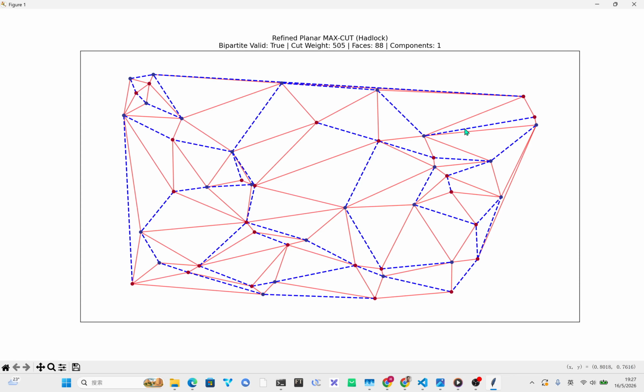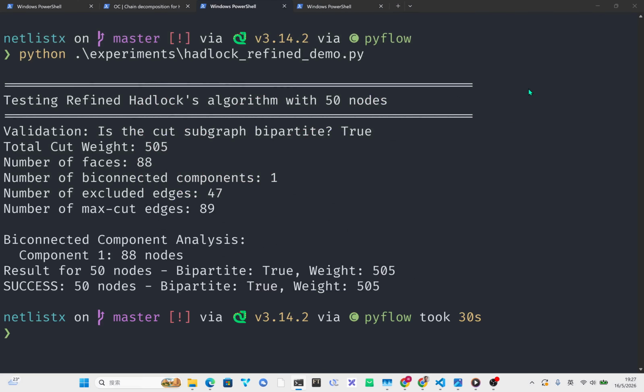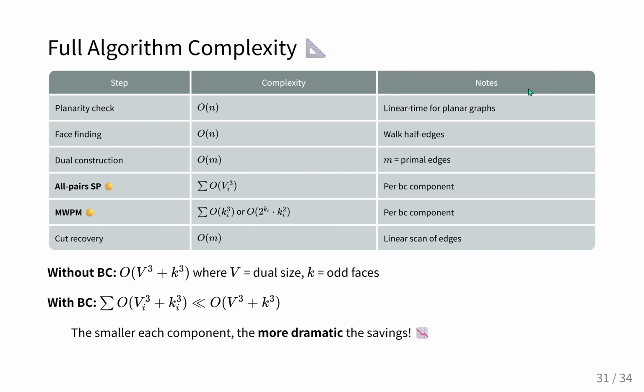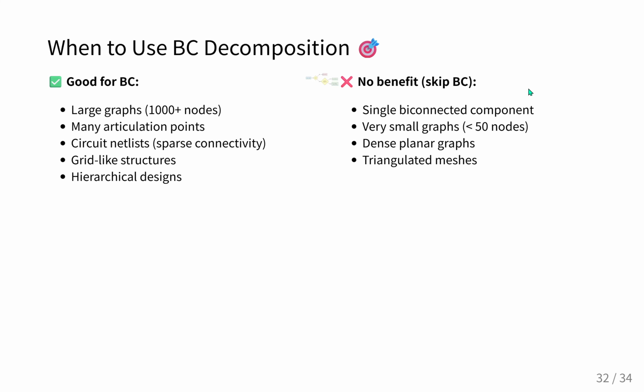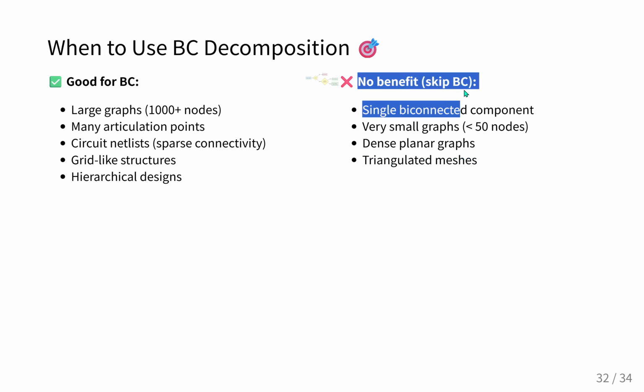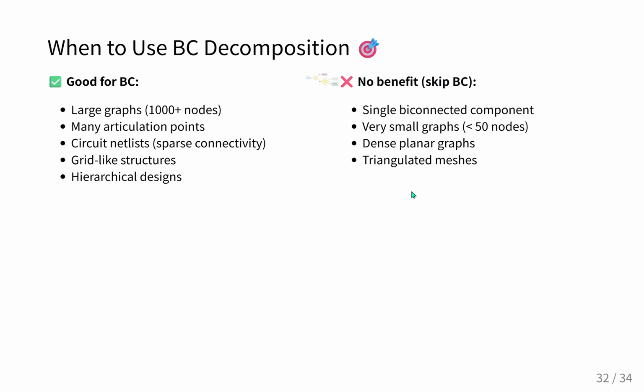If you're analyzing a highly dense planar graph or a tightly woven triangulated mesh, it might be one giant, solid biconnected component. Ah, so if you run the search on that, the algorithm will crawl the entire structure, realize there are no articulation points, and you will have wasted processing power only to end up right back at the original cubic bottleneck. Ouch. Yeah. It's also completely unnecessary for very small networks, say under 50 nodes. At that scale, the administrative overhead of actually splitting the graph takes longer than just solving it outright.